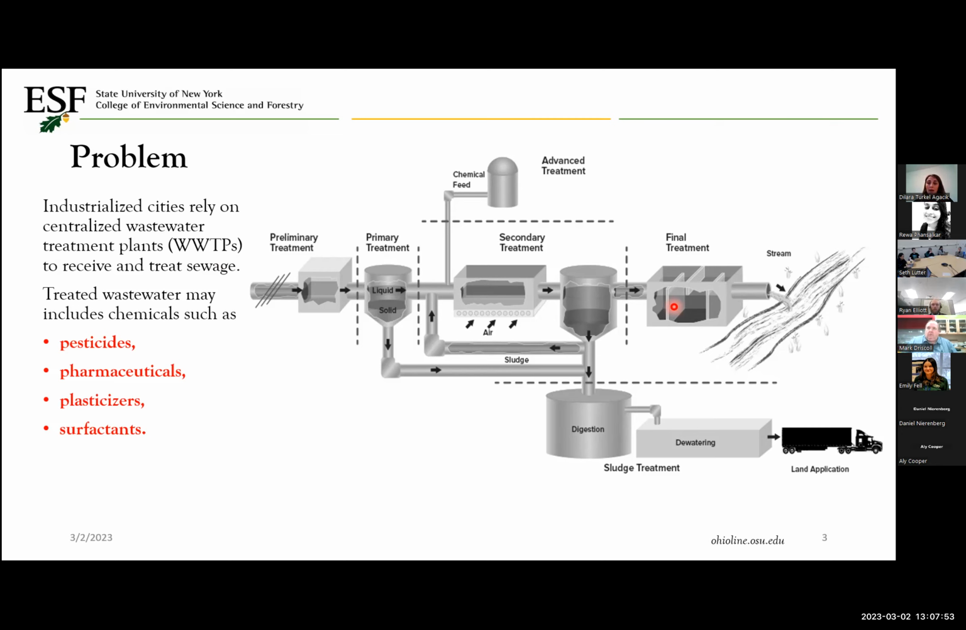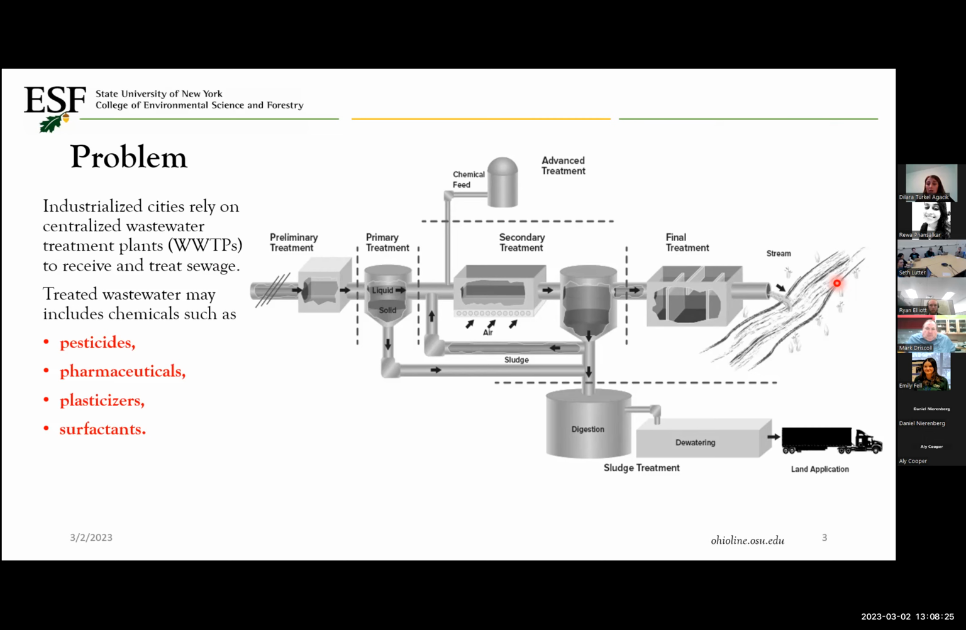it must be neutralized before release to the body of water. UV, or ultraviolet light, is another disinfection treatment, which is also done in the wastewater treatment plant. In our case, the wastewater is released into Onondaga Lake by the Syracuse Metro Wastewater Treatment Plant.